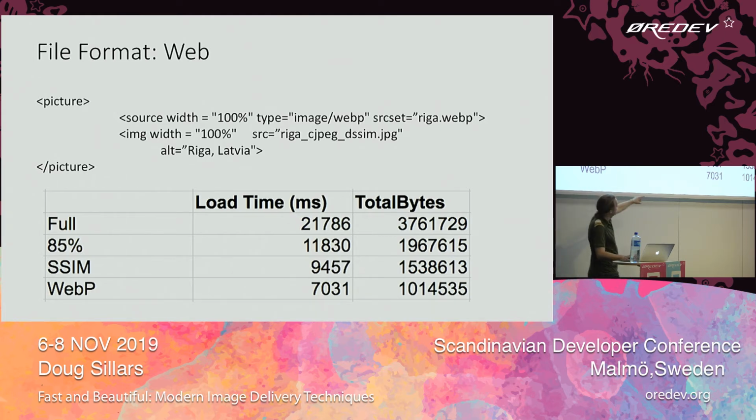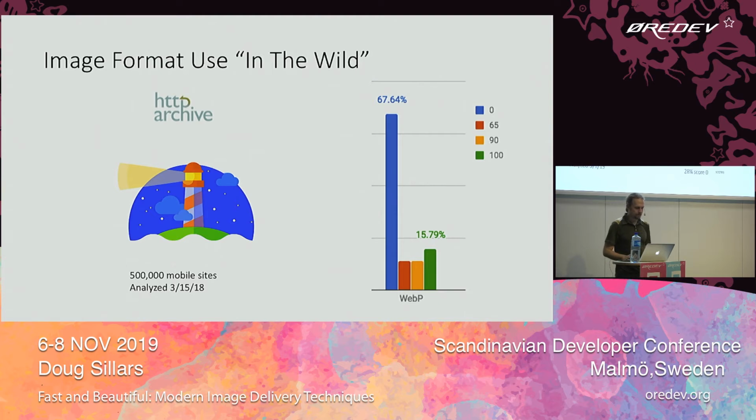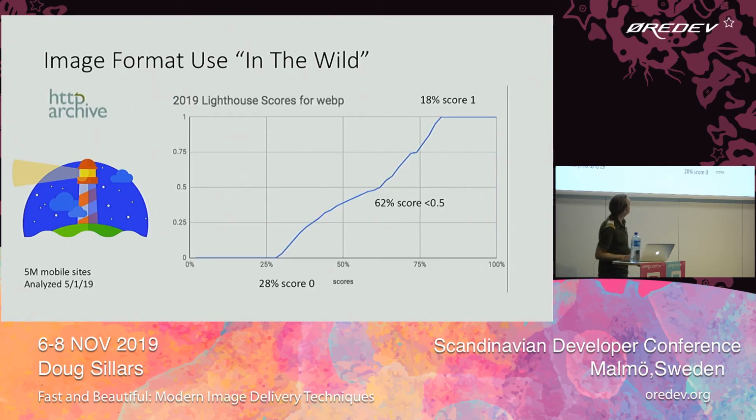Now that WebP is going to save us another 2.5 seconds in download. So we're still speeding up this image. It's getting faster. It's downloading faster. Let's just jump to here. So this is this year. Only 18% of the web is passing this Lighthouse score.